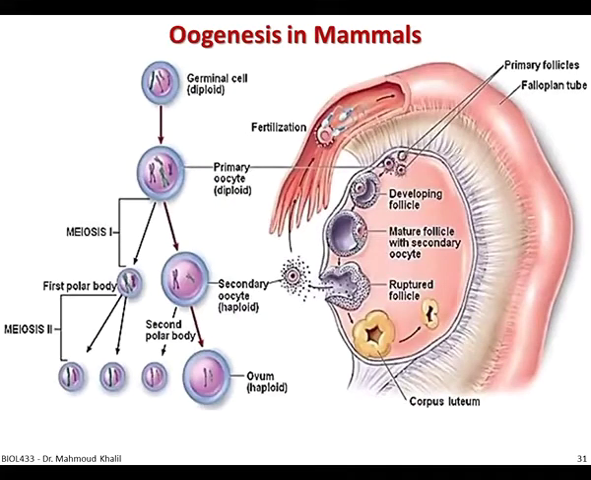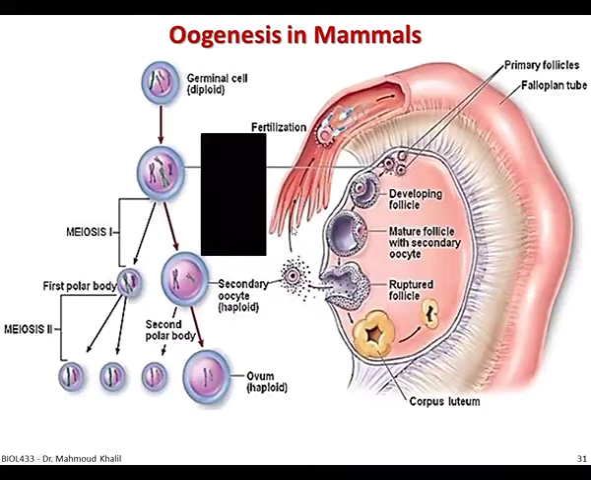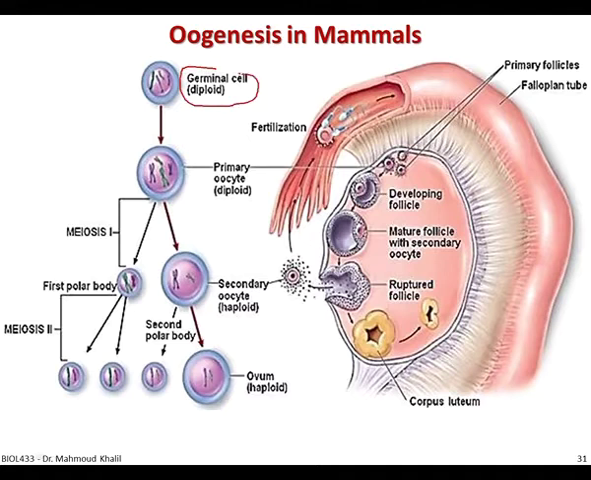So let's talk now about the oogenesis in mammals. To understand this figure, we need to correspond each stage during the meiosis of oogenesis with its corresponding location, either in the ovary or the oviduct. So you can see there is a germinal cell.